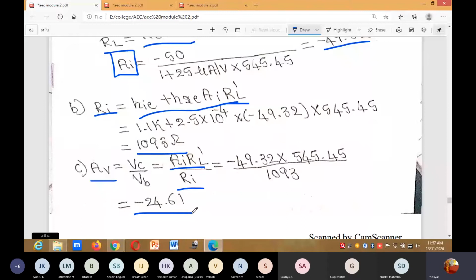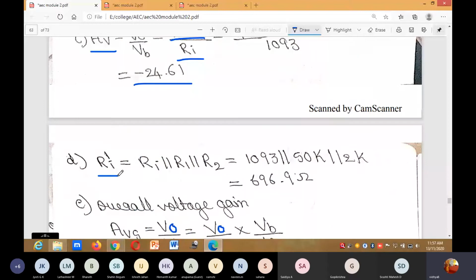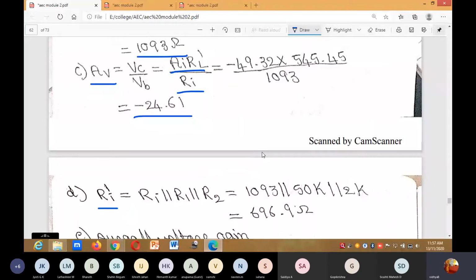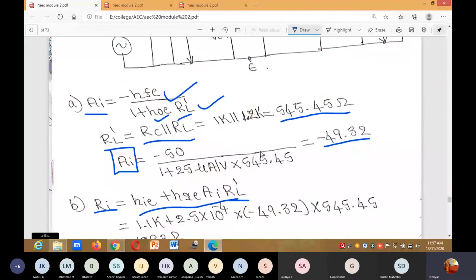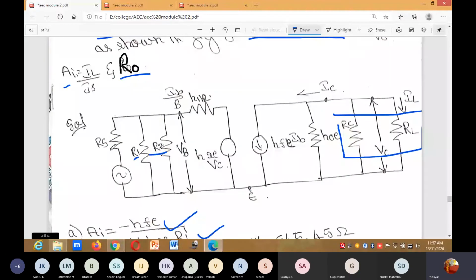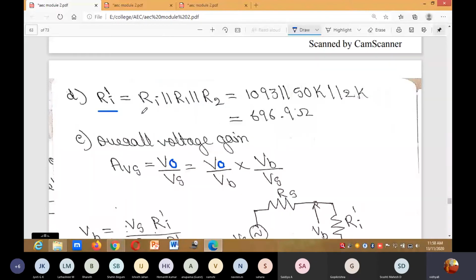Next, RI dash. Why do we have to find RI dash? In that case we don't have so many resistances, but in this case they have given many resistances on the input side. You can observe here R1, R2 and RS. So RI dash is equal to RI parallel with R1 parallel with R2. So you will get 696.9 ohm. That is RI dash.